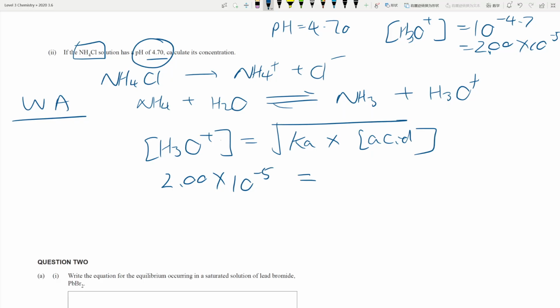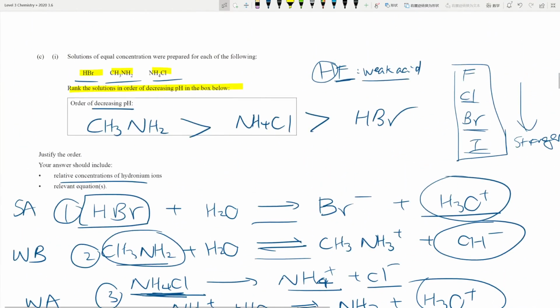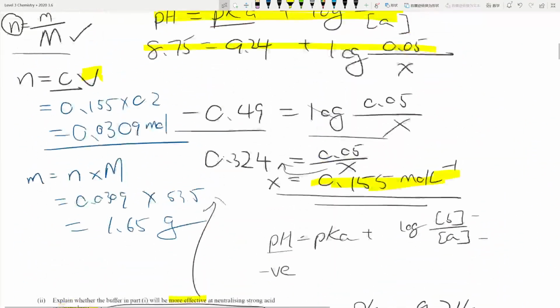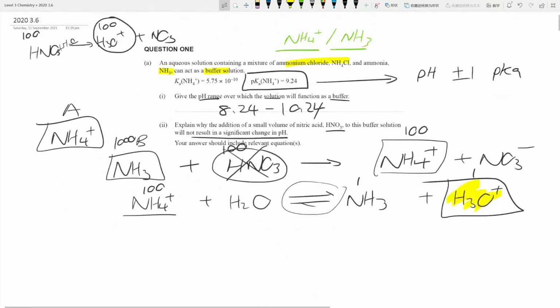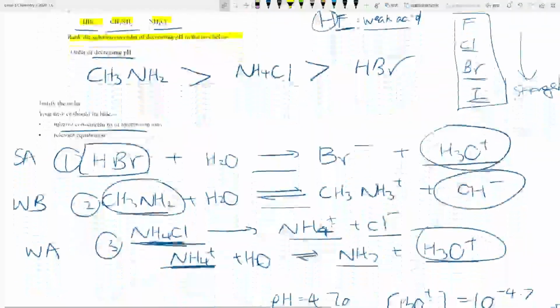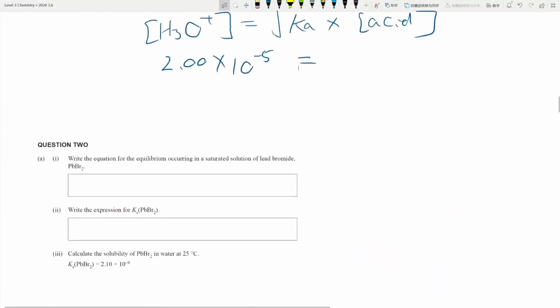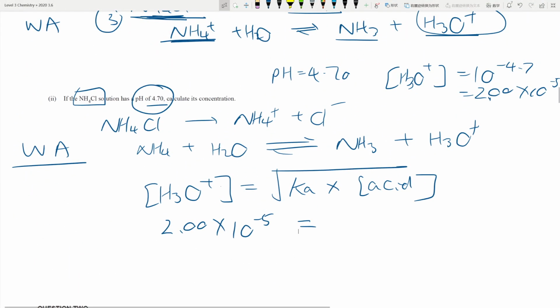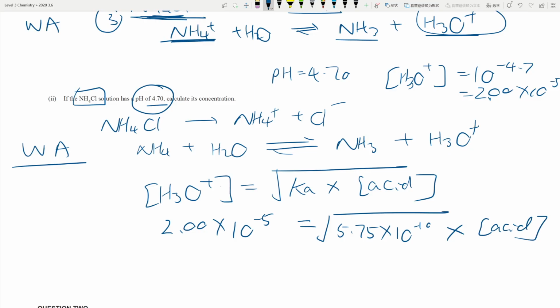And please tell me I can find the Ka somewhere. Oh, don't tell me it's all the way up here. Ka of NH4 plus is 5.75 times 10 to the power negative 10. Really, you just can't leave it down here, can you? That's so mean. So it's 5.75 times 10 to the power of negative 10 times the concentration of the acid. I shouldn't have scrolled up that much to find the Ka.